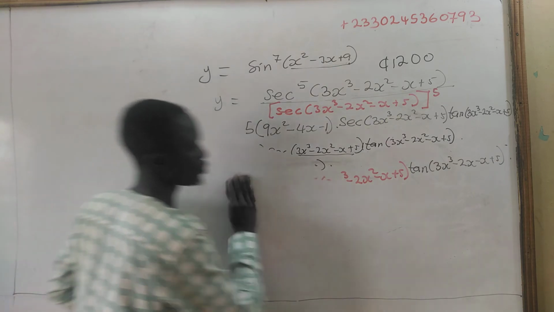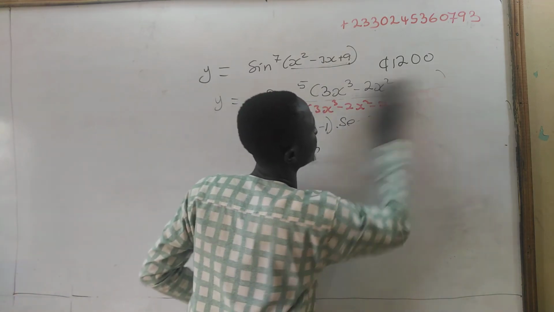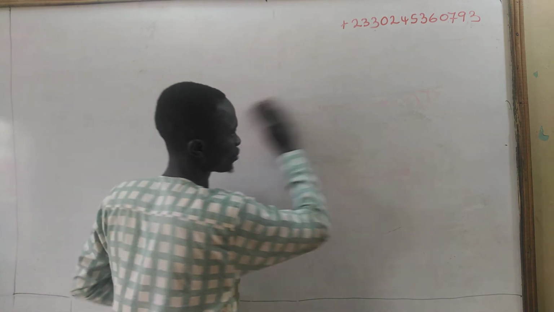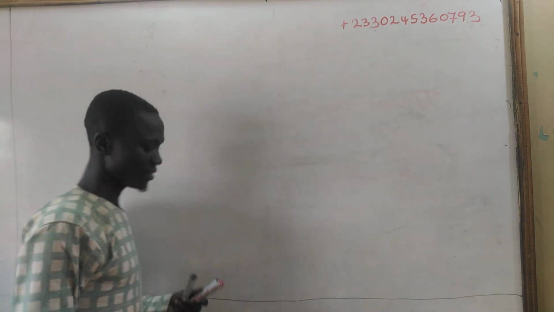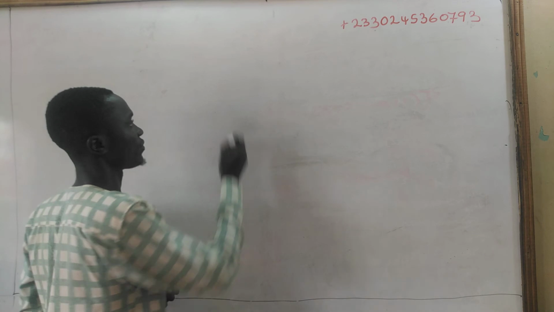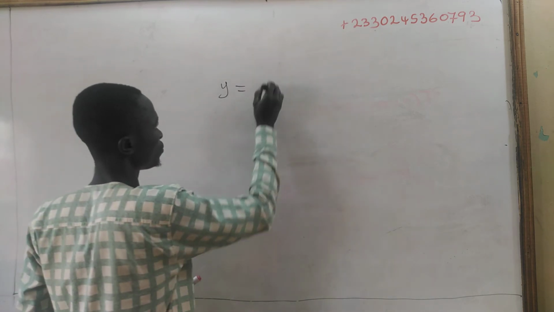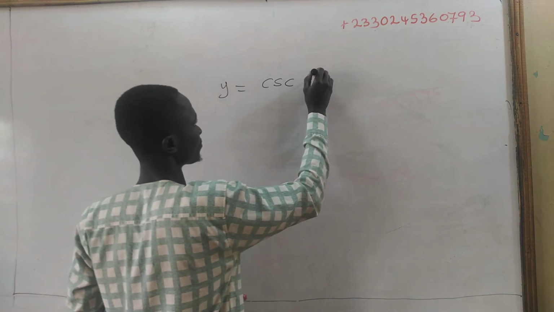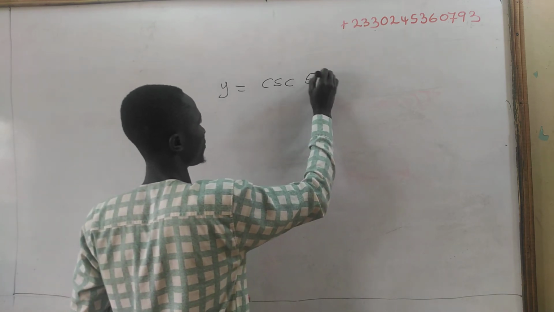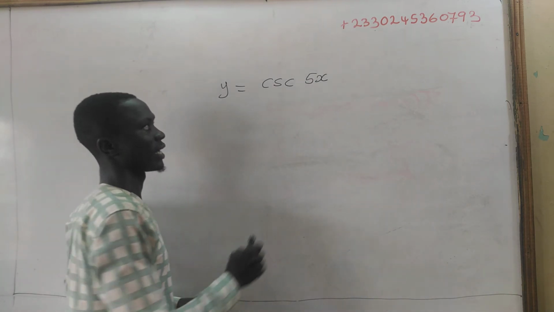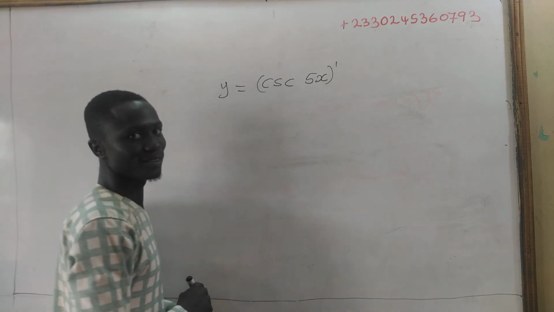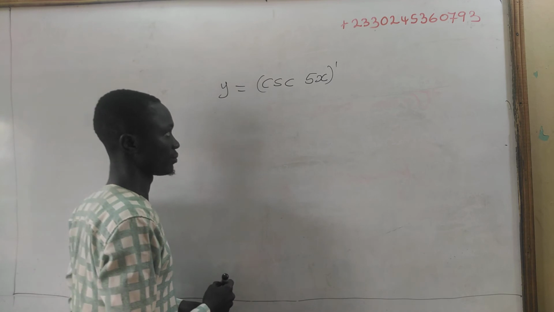Okay, let's take the last one. And this will be the last one. I hope you've seen the trick. So let's take this. For example, I have y is equal to cosecant 5x. This one, the power is what? Power 1. So there's no need doing anything.